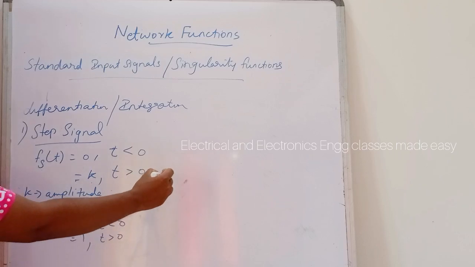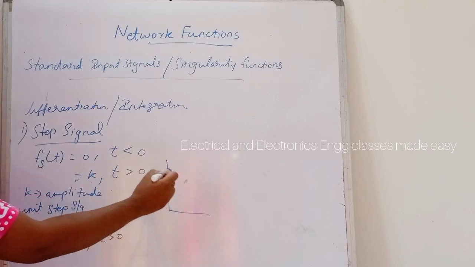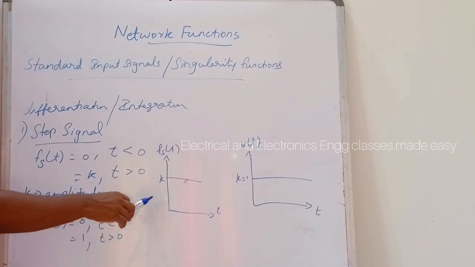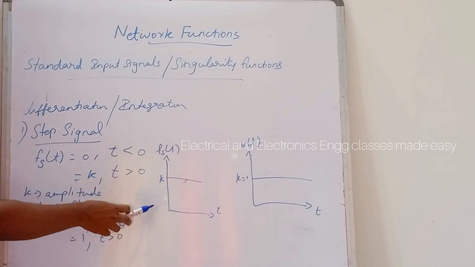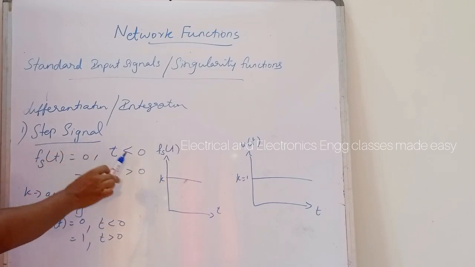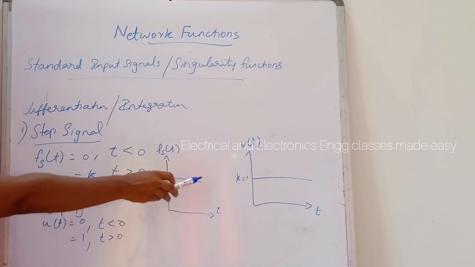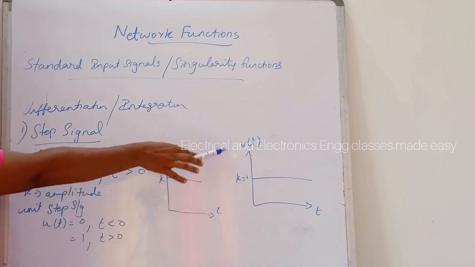And it is represented like this. So this is the representation of the step signal. Here this is the step signal for amplitude k, and for k equal to 1 it is like this.